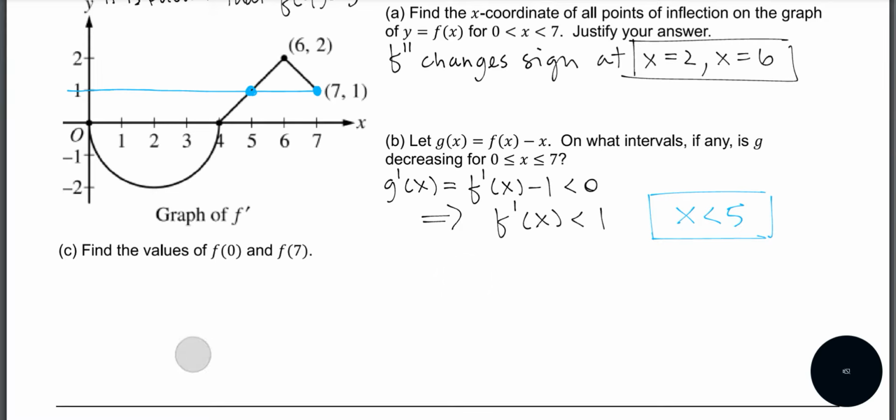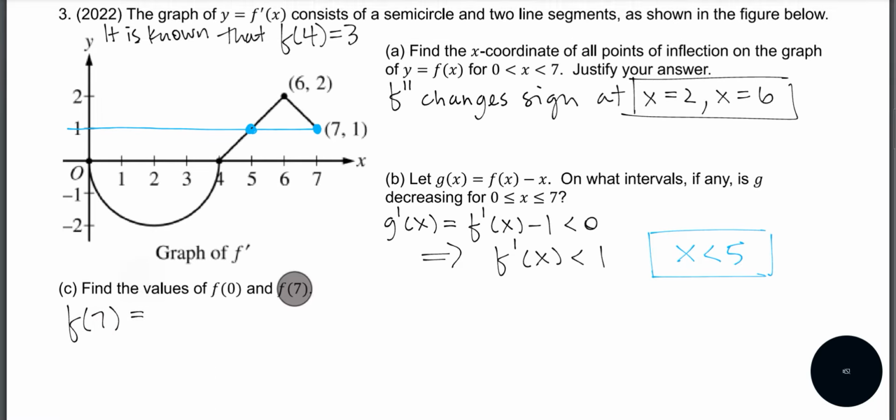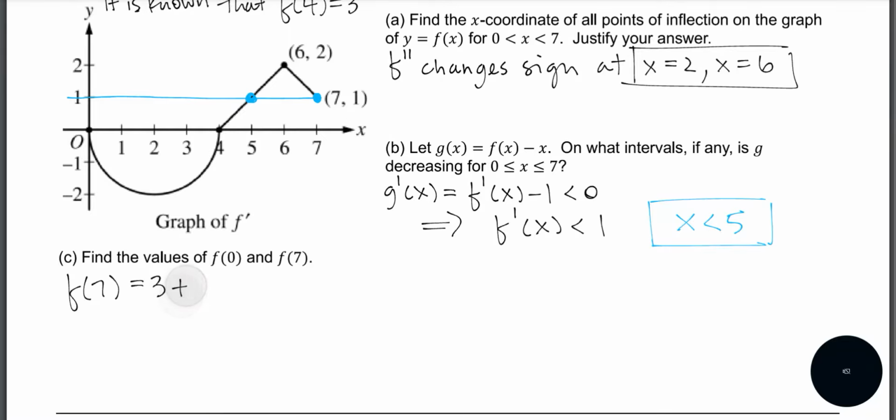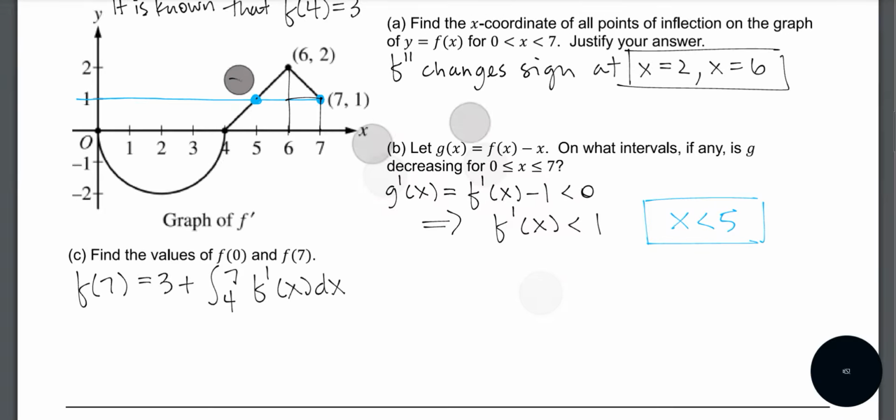All right. So then f of 7 is going to equal f of 4, which I'm now calling 3, plus the integral from 4 to 7 of f prime. Okay. So what's going to happen here is, all right, the integral from 4 to 7, you could look at this as a trapezoid or something. I'm just going to cut it up into a square and 2 triangles. Okay, this triangle is 2 by 2, so that would have an area of 2. That's going to be 1 and 1, so that's 0.5 worth of area, and there we go. All right, so 2, 3.5. So 3 plus 3.5 is going to be 6.5.